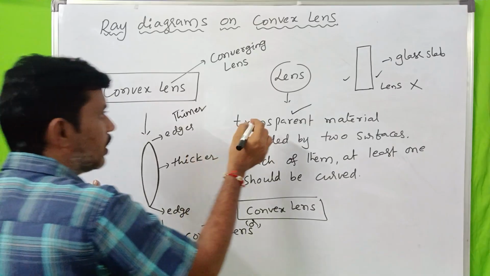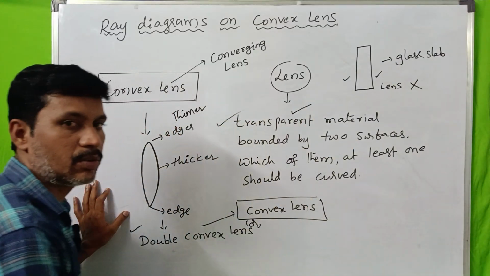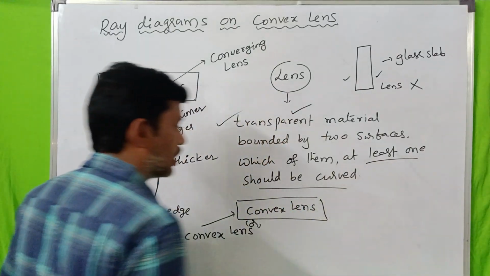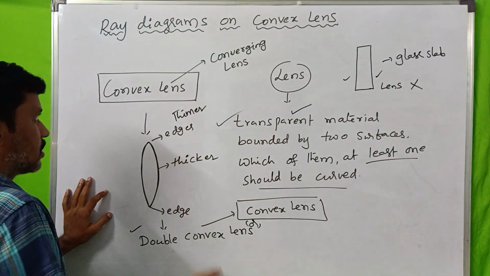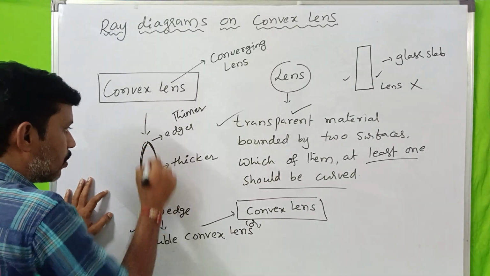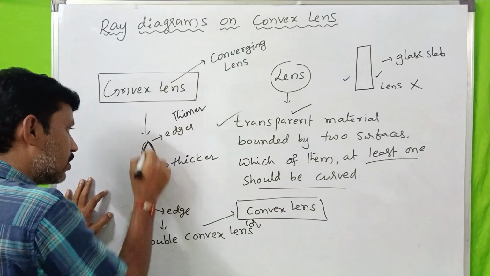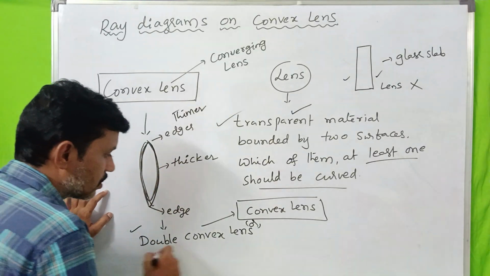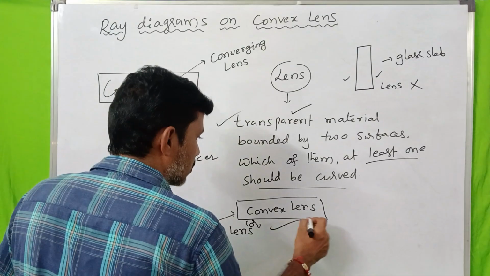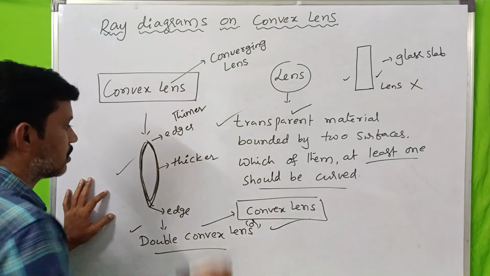So lens means a transparent material bounded by two surfaces, of which at least one should be curved. A convex lens means a transparent material bounded by two convex surfaces, called a double convex lens, or generally simply a convex lens. So the convex lens figure is this one.